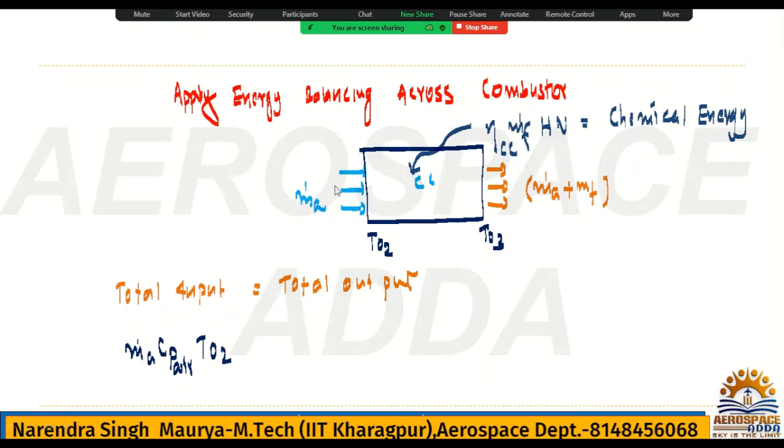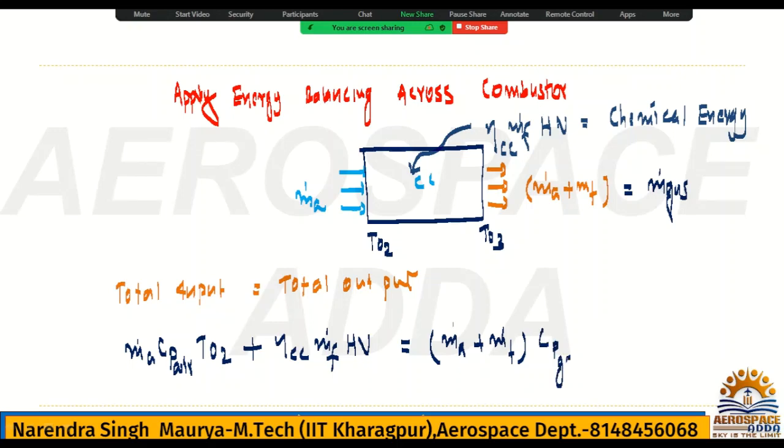Plus one more energy you are adding here. What is that? It is the chemical energy. What is the chemical energy? It is eta cc, m dot of the fuel, mass flow rate of the fuel, into heat value, which is equal to the output. The output from the combustion chamber is the gas, which is nothing but m dot a plus m dot f. I told you this is also called gas. In a few questions it will be given to you as gas, so you need to understand it is m dot a plus m dot f, and now this cp will be for gas.